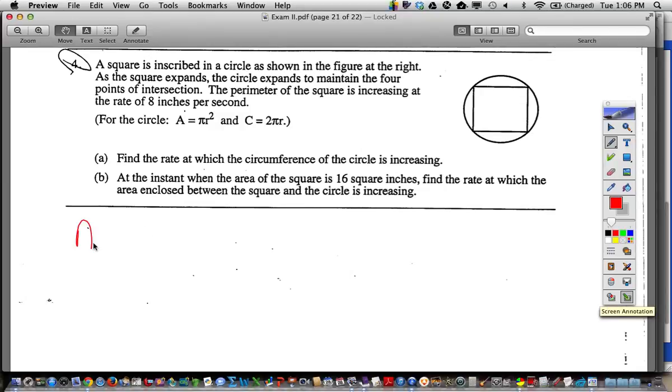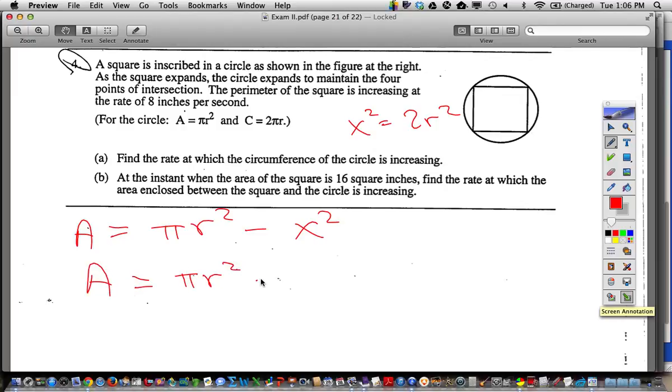All right, let's look at B. So we had A was the circle minus the square. Now remember what we said, x squared, and I still think I had this, what was it, x squared was 2r squared? That'd be a great substitution to make right now. So pi r squared minus, and now in place of x squared, let's put 2r squared. And now we get it in terms of that one variable.